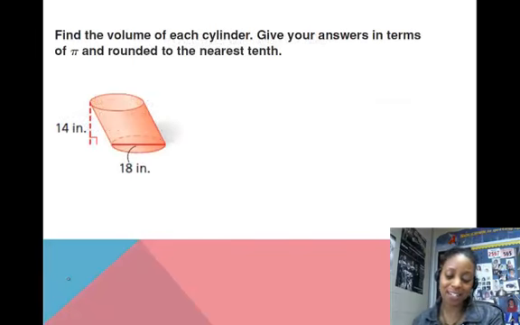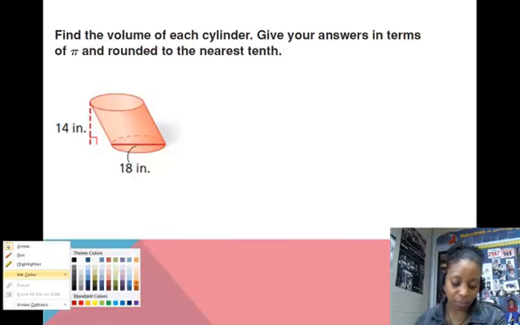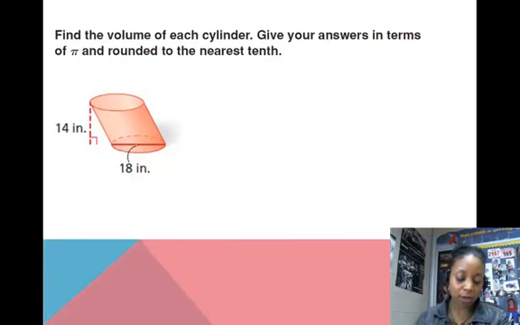So if we look here, it says find the volume of the cylinder, give your answer in terms of pi, and round to the nearest tenth. So I'm just going to leave everything in terms of pi first, and then we'll plug it into the calculator. So if the diameter is 18, that means the radius is 9 inches.